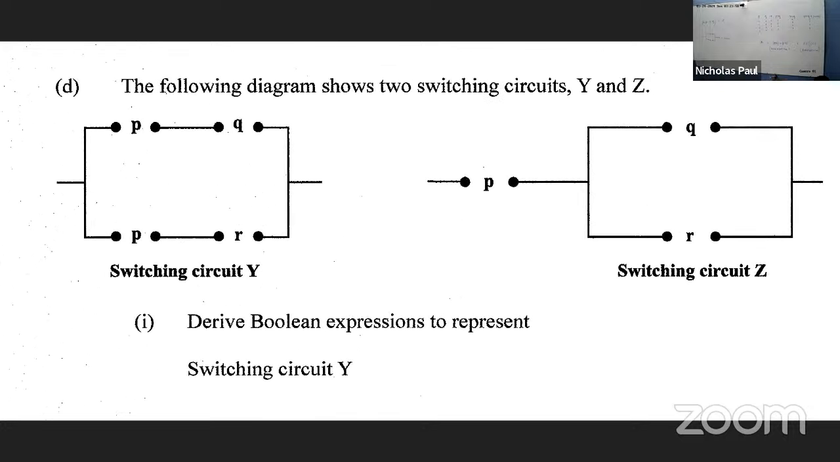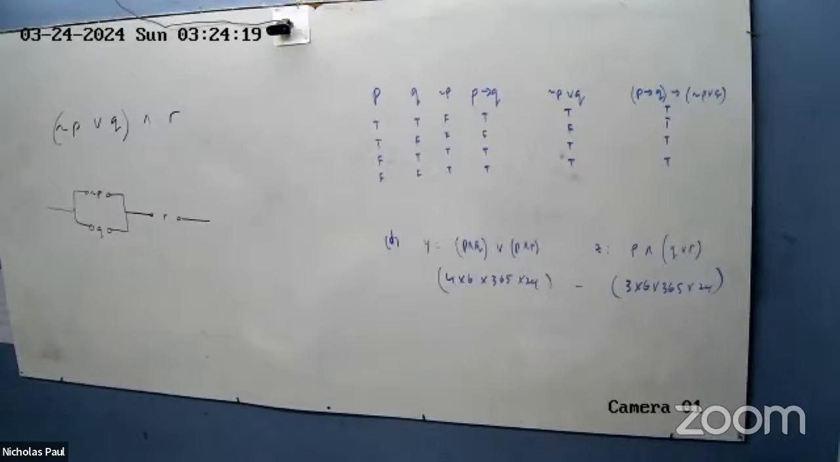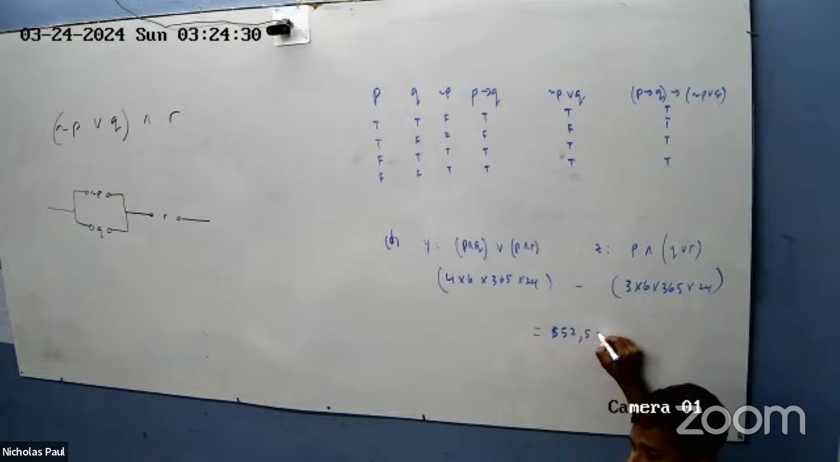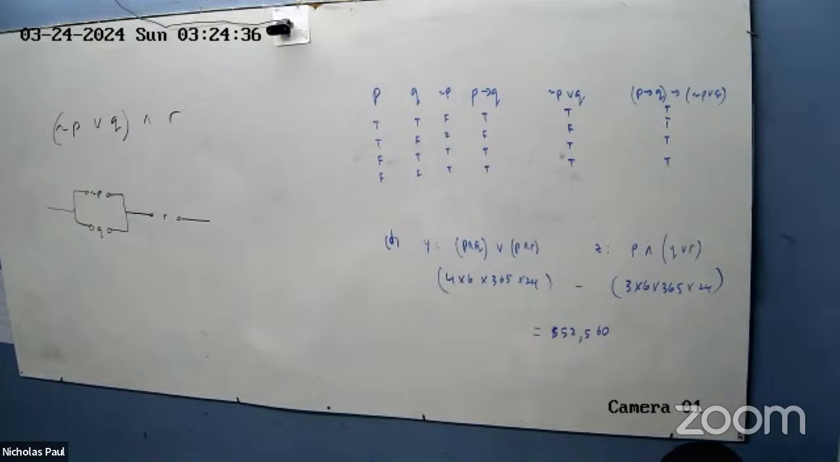You're literally counting the number of switches in Y. You have 4 switches: P, Q, P, and R. Then it's 4 switches by 24 hours, $6 for one, by 365 days. And do the same thing here. All right, how much did you get? Right, that is the savings. So that's the savings there.